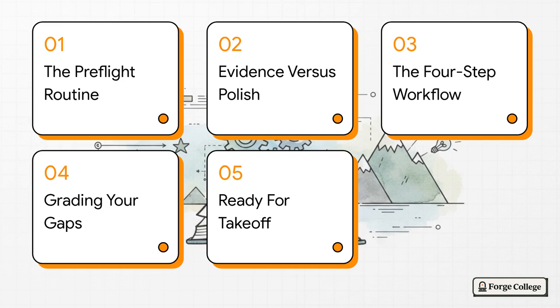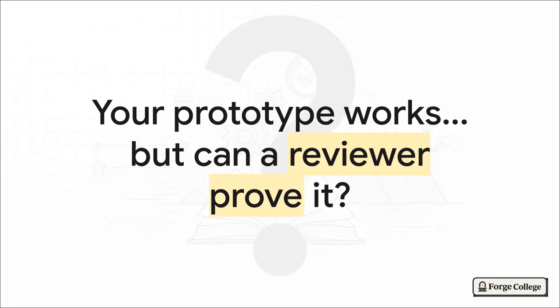Let's jump right in. So here's the ultimate pain point of any Capstone project. Your prototype works perfectly on your machine. The terminal is green, your tokens are minting, the metadata is totally flawless. But can a reviewer actually prove it? We all know the classic "works on my machine" excuse, right?